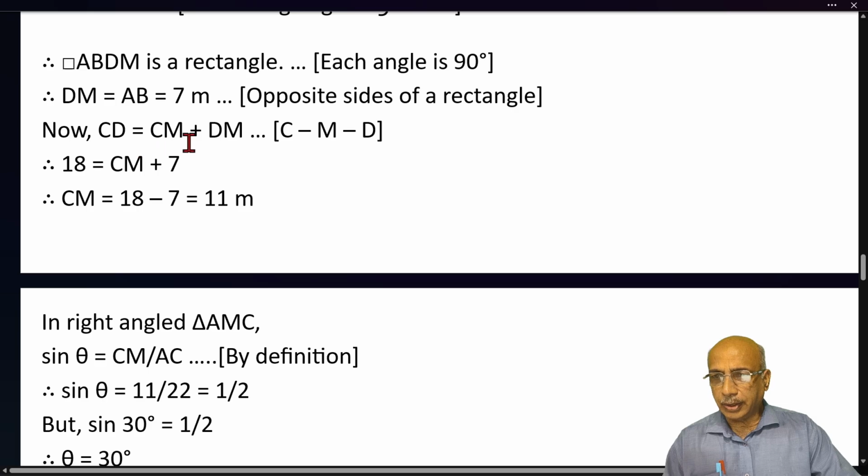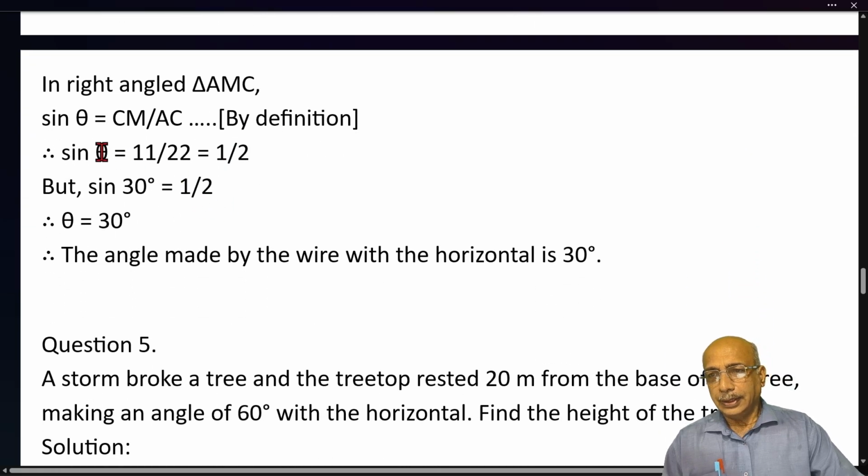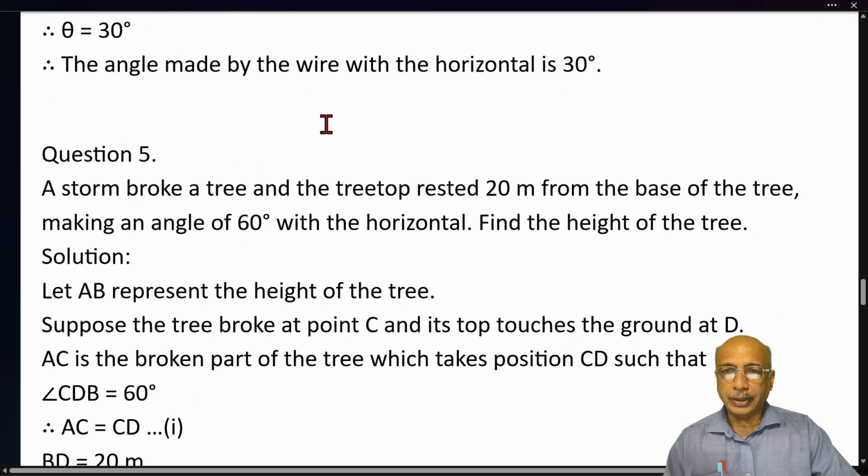DM equals AB equals 7, opposite sides of a rectangle, as I explained earlier. So CD equals CM plus DM. CD is 18, CM we don't know, plus 7, therefore CM equals 18 minus 7 equals 11 meter. In a right angle triangle, here we are taking sine theta, because sine theta equals CM upon AC. CM and AC values we know, 11 by calculation and 22 the length of the wire given. So it comes to 1 by 2. But sine 30 equals 1 by 2. Therefore theta equals 30 degree. The angle made by the wire with the horizontal is 30 degree.